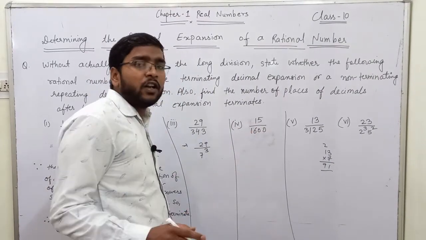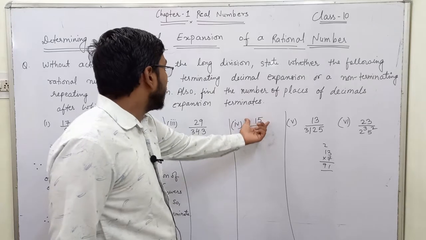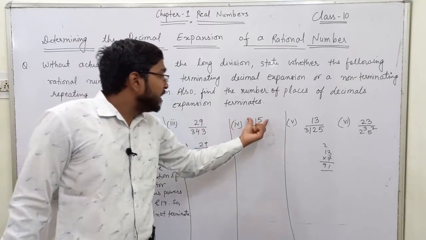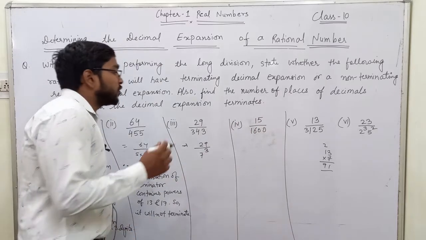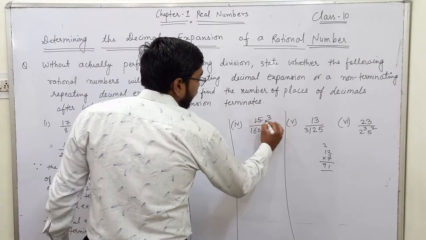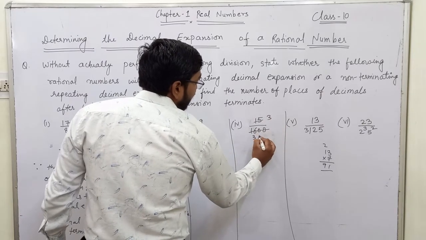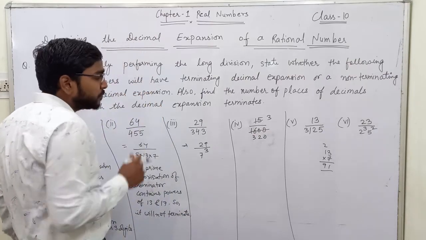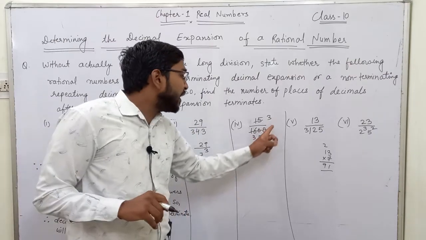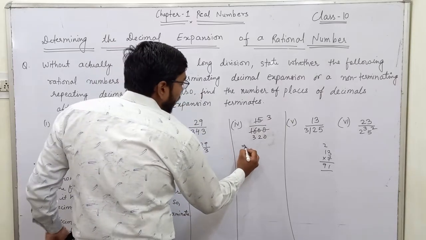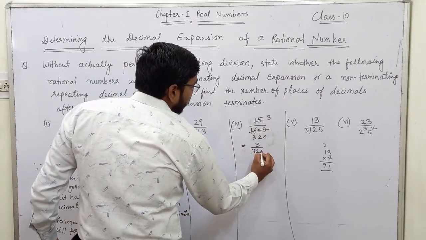In the next part, what we have is 15 upon 1600. First of all, you need to notice that both these terms are not co-prime. They are divisible by the same number. So first we will divide them by 5. I will get 3 here and I will get 320 here. Now I can say that 3 and 320 are co-prime.